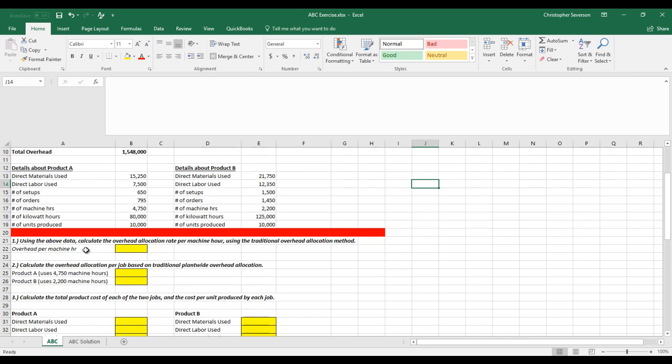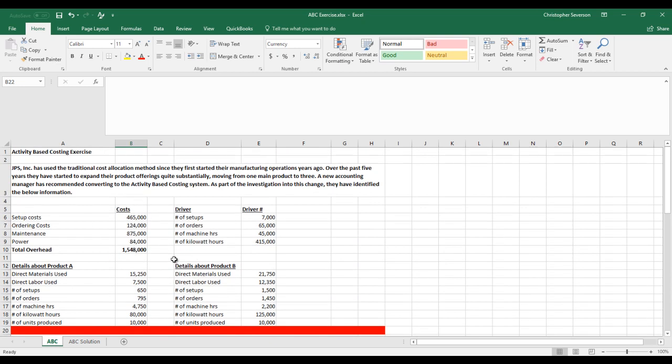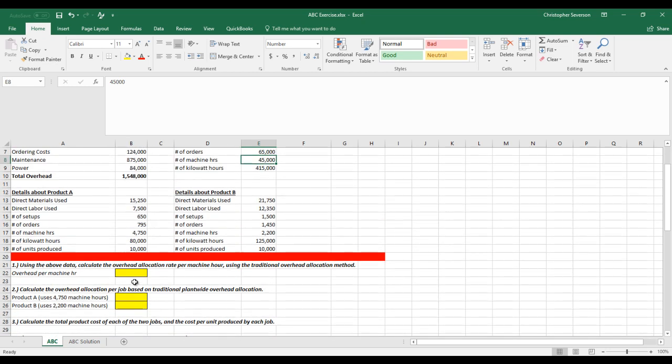Using the above data, calculate the overhead allocation rate per machine hour using the traditional overhead allocation method. So you may recall the overhead application rate is your total budgeted overhead divided by your total budgeted, in this case, machine hours. So let's take a look at that. It's not product specific. It's total overhead, so the 1.548 million, and total machine hours. Those are the factors that we need in this case.